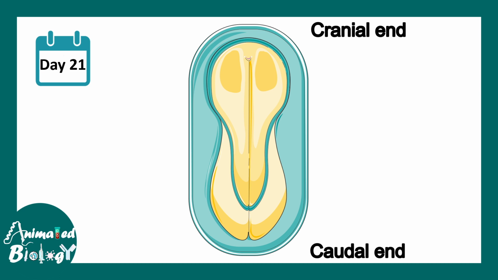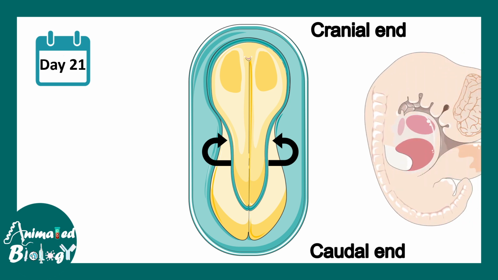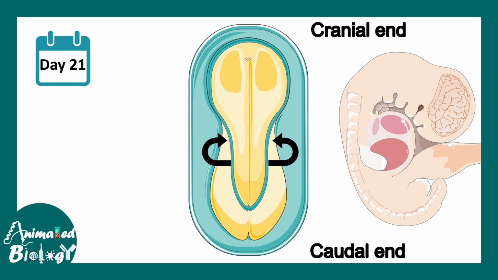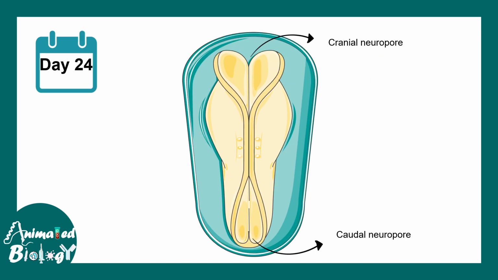So neural development is roughly happening around the day 21 to 28. And in this case, you can see the embryo from a top view. So in this case, the flat sheet of ectoderm would fold into a tube-like structure which would eventually give rise to the brain and spinal cord of the embryo. So you can see the cranial end and the caudal end are demarked here.